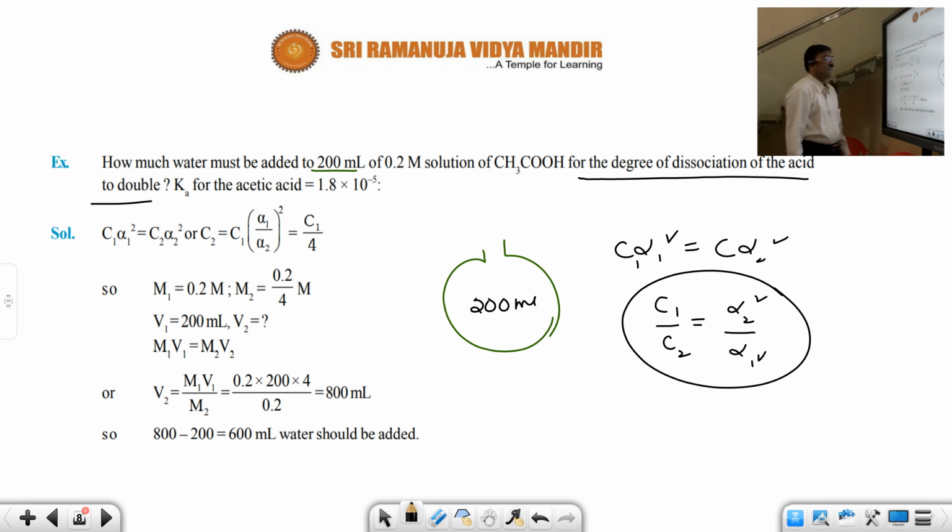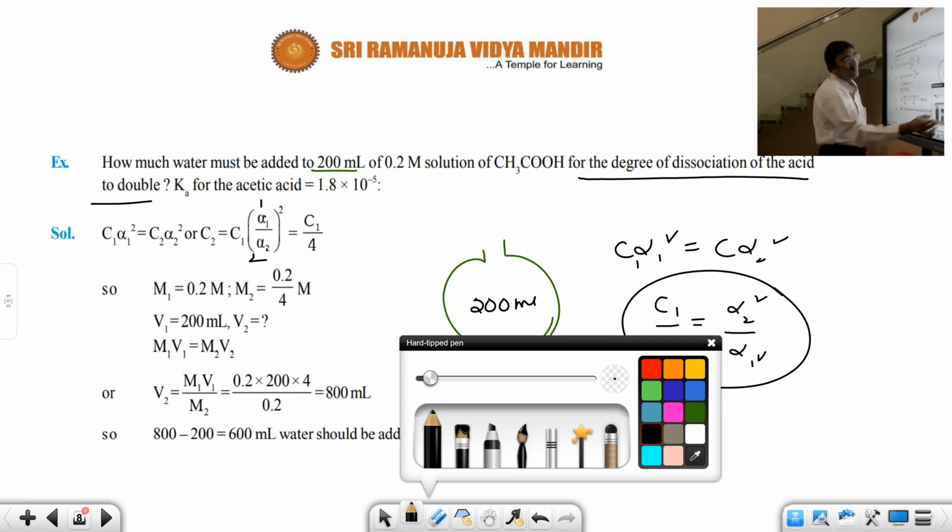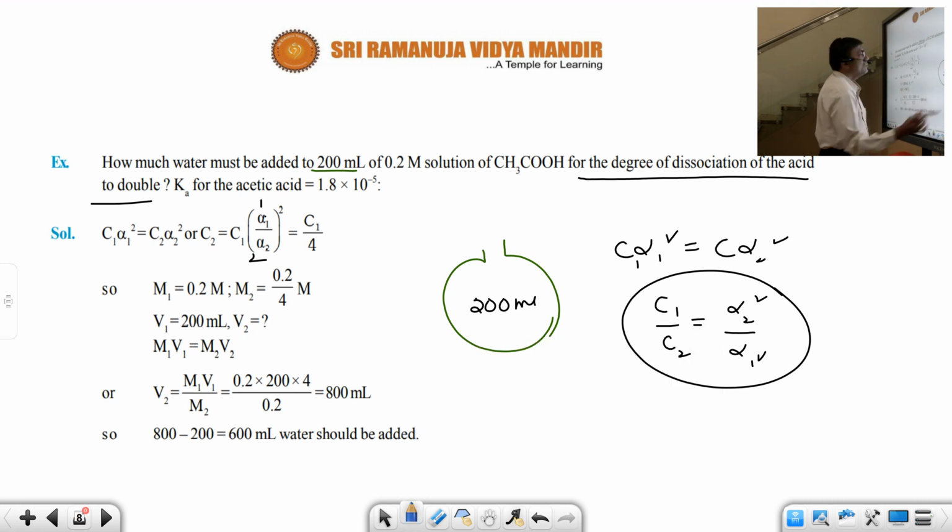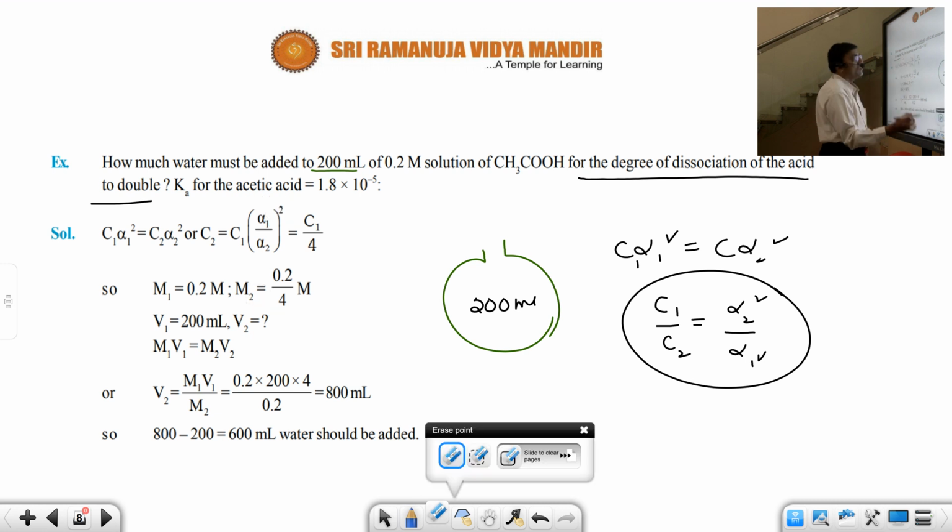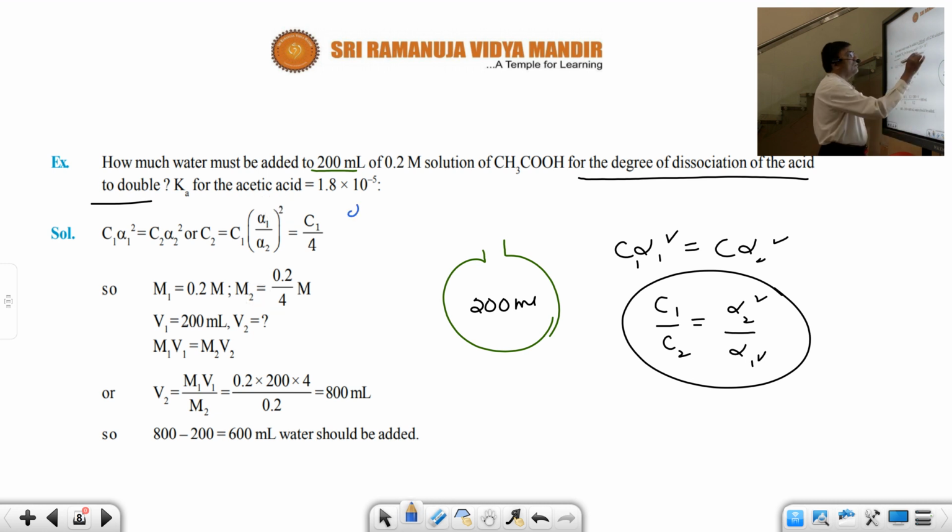So what to do? Well, you can see here C2 is equal to, this is double means 1 by 2. This is 1 and this is 2. So alpha 1 is 1 and alpha 2 will be 2 naturally. Agreed? So it will become C1 by 4.